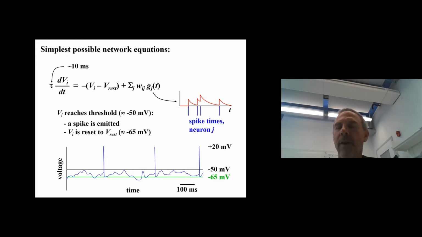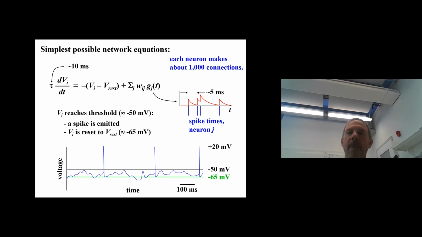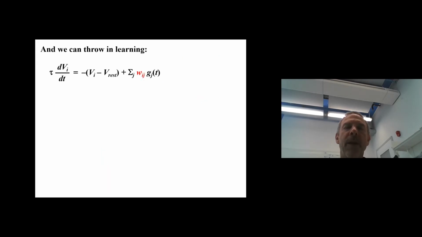And this G is basically caused by presynaptic spikes. Every time neuron J spikes, this jumps up and then decays, jumps up and decays. If W is positive, that causes the voltage to go up. If W is negative, that causes the voltage to go down. There are much more sophisticated versions of neurons, but this is not a bad model. That's about 5 milliseconds. Now, each neuron, as I said, makes about 1,000 connections. That means there are about 1,000 non-zero terms in the sum out of 10 to the 11.